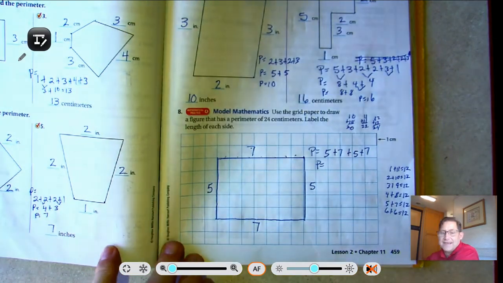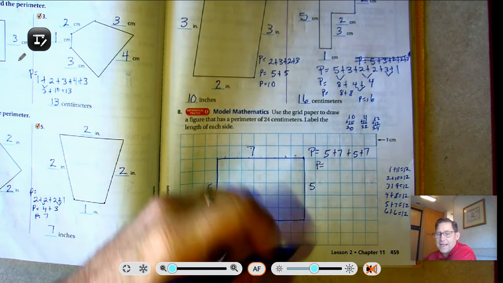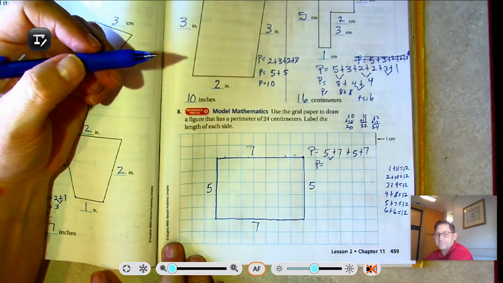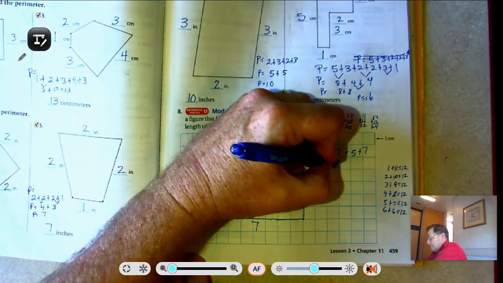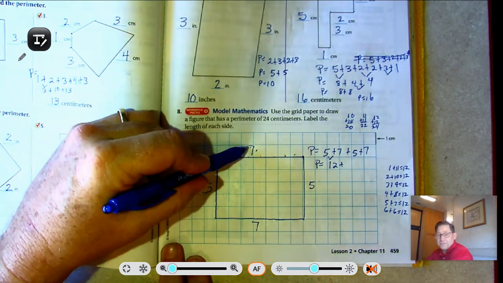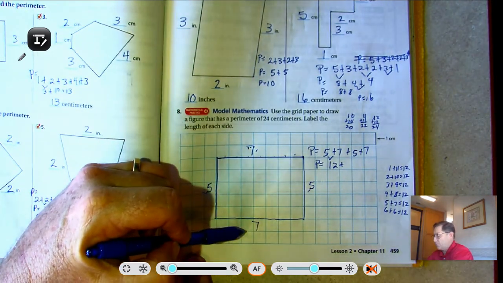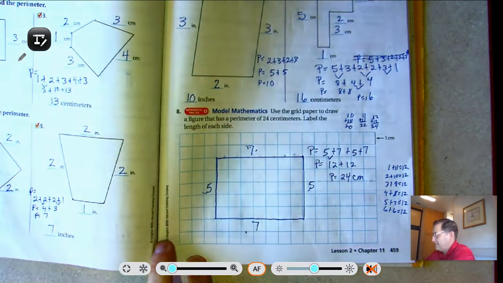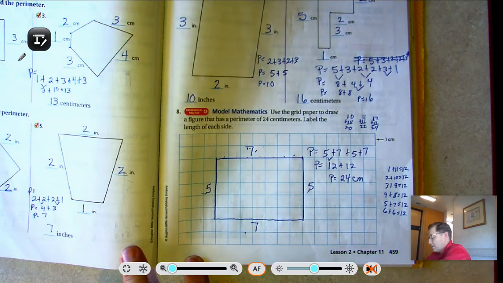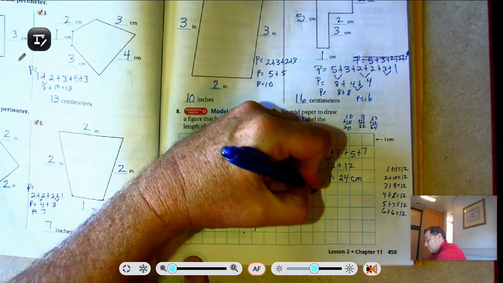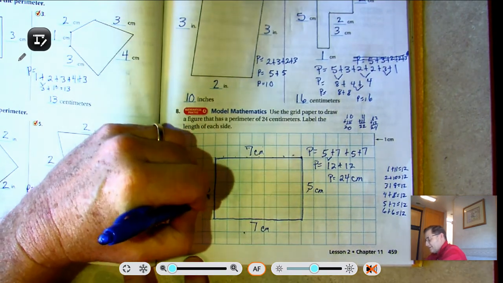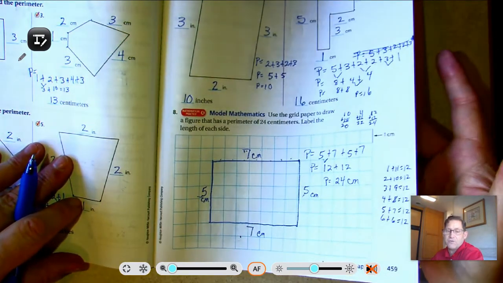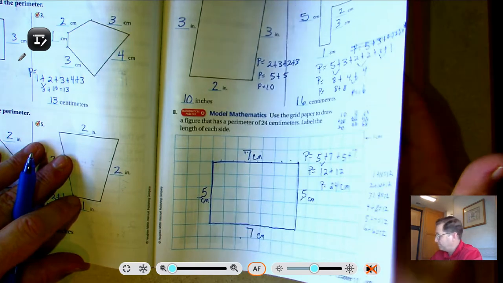So you remember I said that half of the rectangle would add up to 12. Well, what's 5 plus 7? 5 plus 7 is 12. So if these two sides add up to 12, the opposite two sides have to add up to 12. So 12 plus 12 is 24 centimeters. Okay, and we should label it. So put 5 centimeters and 7 centimeters around your rectangle. All right, so that's one way to do it. You can do it any way you want, just as long as it adds up to 24.